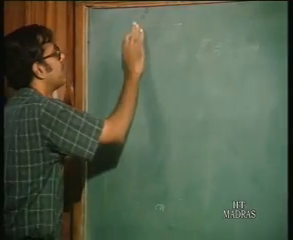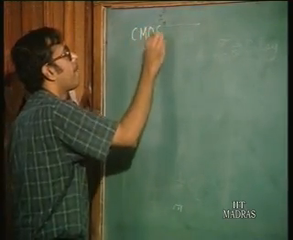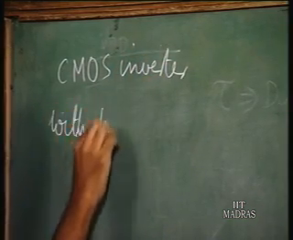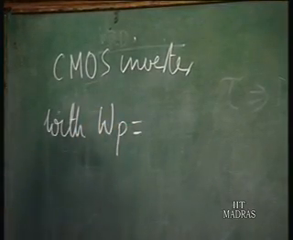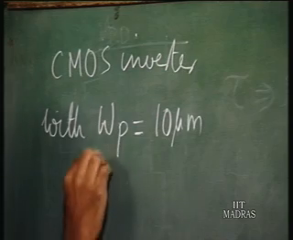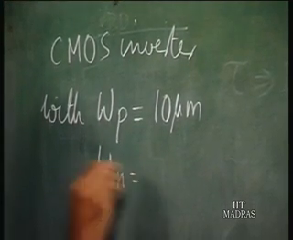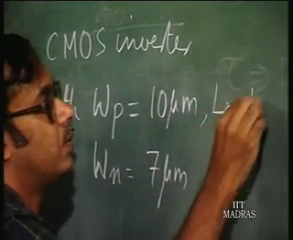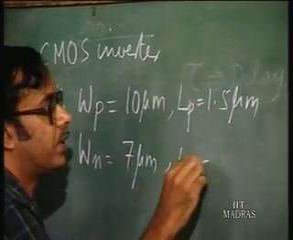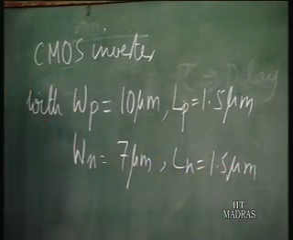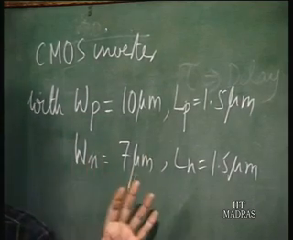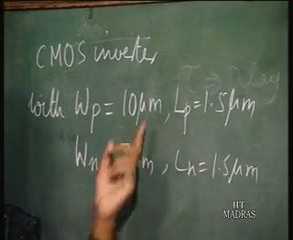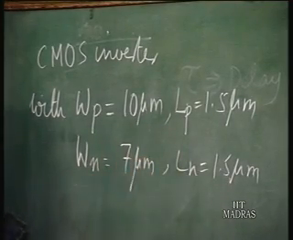Now, suppose you have a CMOS inverter with the different dimensions: WP is 10 micron, WN is 7 micron, and of course LP is 1.5 micron, and LN is 1.5 micron also. As you see, the lengths of the devices are always kept at the minimum value. We only play around with the widths, because as we have seen, the delays are mostly determined by the lengths.